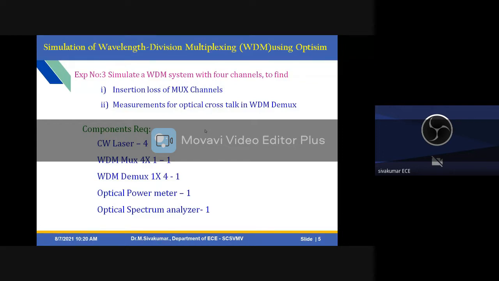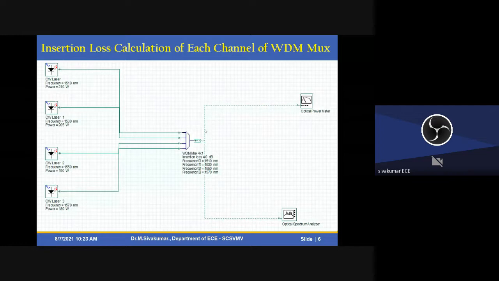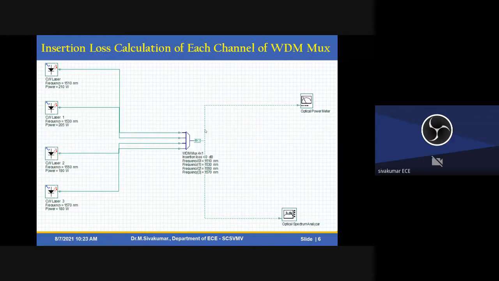First, we are going to see the first experiment, to find the insertion loss of the mux channel. Okay, this is the diagram. Just draw it as a freehand sketch. Take it as a note, a simple diagram to find the insertion loss of each channel of the WDM mux. For that, you need 4 CW lasers for propagating 4 different wavelength channels.